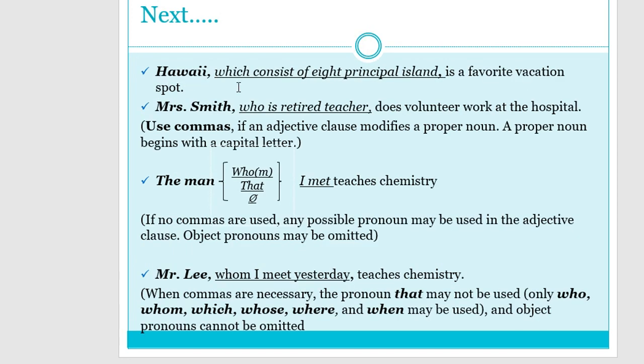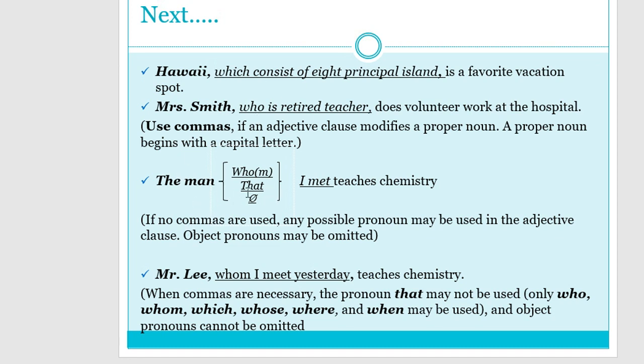Next, we have "Hawaii, which consists of 8 principal islands, is a favorite vacation spot." Why do we put commas here? Because we know Hawaii. No one on earth hasn't heard about Hawaii. That's additional information about the island. "Mrs. Smith, who is a retired teacher, volunteers at the hospital." Also we put commas because it's a modification. A proper noun begins with a capital letter. So that's how we can deal with it.